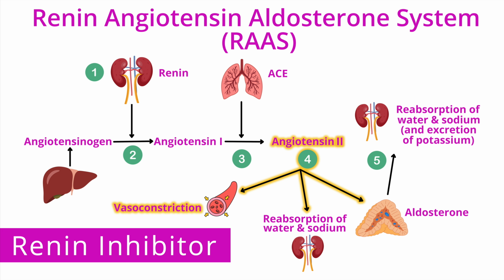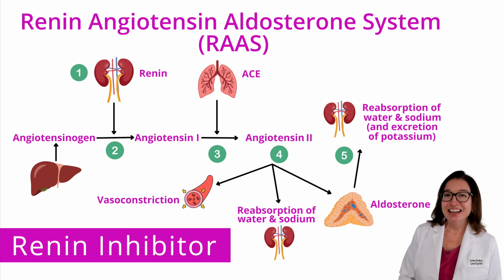It causes vasoconstriction of the blood vessels, it causes water and sodium to be reabsorbed at the kidneys, and it causes the release of aldosterone from the adrenal cortex. This in turn causes more water and sodium to be reabsorbed and potassium to be excreted at the kidneys. So the ultimate effect of RAAS is to increase the blood pressure through vasoconstriction and the retention of water and sodium.